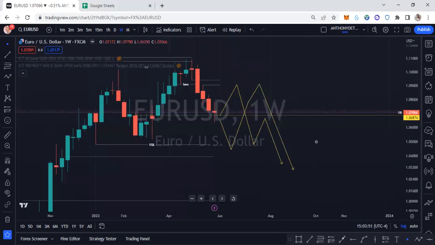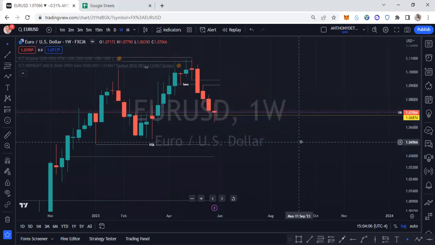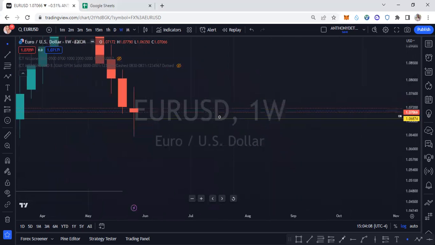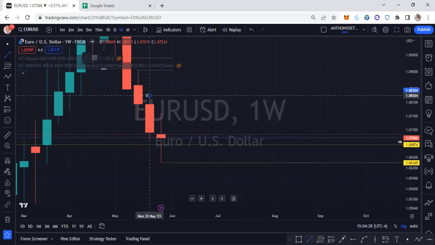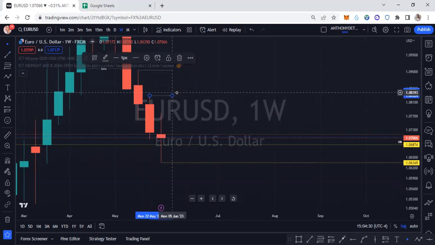This is what we might be expecting on the weekly time frame, which is the main time frame I usually get my draw on liquidity. So if this low is defended, this weekly low, then we might be seeing price trade into this place. This is also an FVG here, but a kind of low probability FVG.